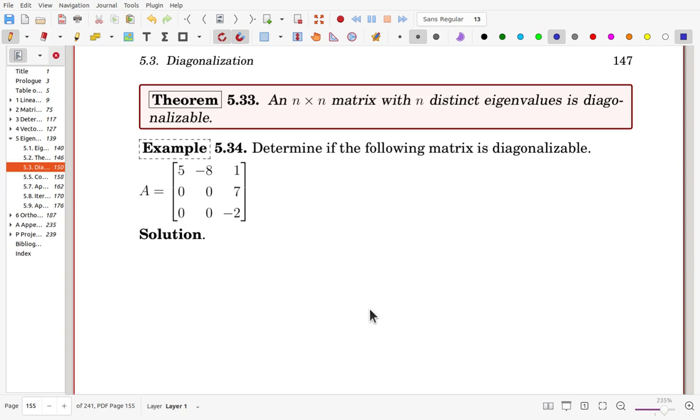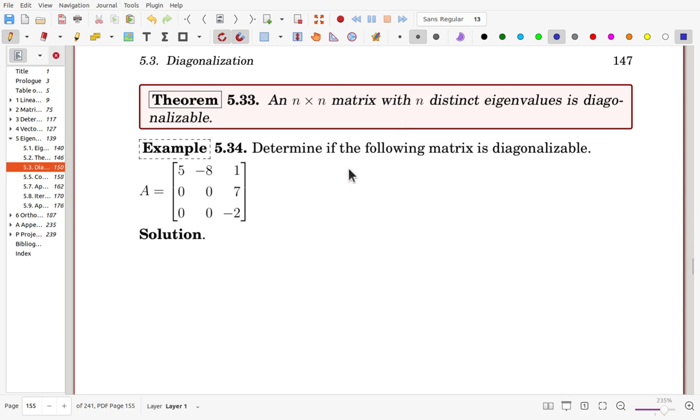An n by n square matrix with n distinct eigenvalues is diagonalizable. That theorem is quite simple. The conclusion is that for distinct eigenvalues, the corresponding eigenvectors are linearly independent. So if we have n distinct eigenvalues, then the corresponding eigenvectors must be linearly independent. That means we have n linearly independent eigenvectors. So it is diagonalizable.